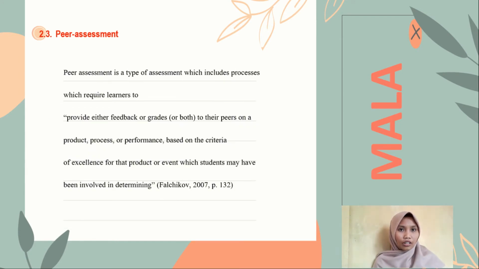So next is 2.3, peer assessment. Peer assessment is a type of assessment which includes a process that requires learners to provide either feedback or grades to their peers on a product, process, or performance, based on the criteria of excellence of that product, which students may even have been involved in determining. So it should allow the learners to practice making reasonable judgments regarding their peers' achievement and expected outcomes.